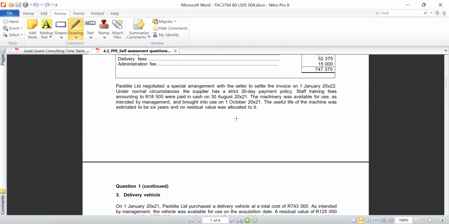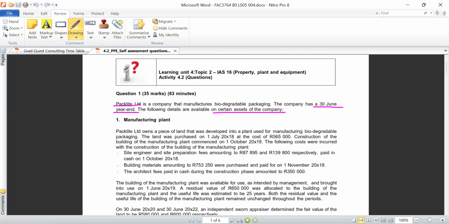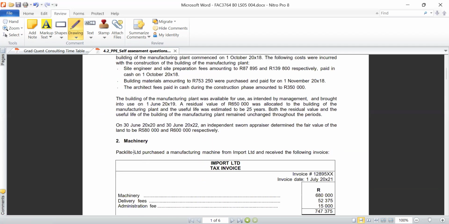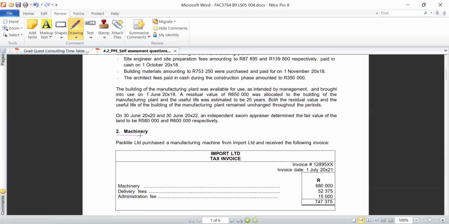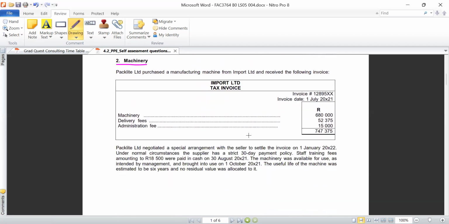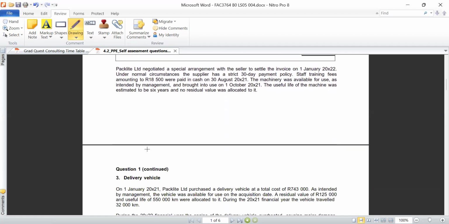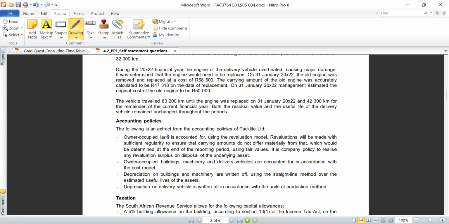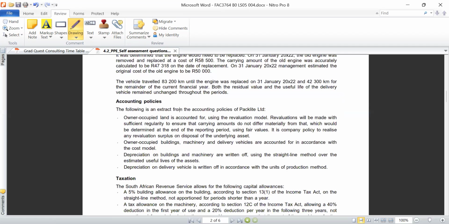So now if I go to the case scenario, let's see what they have given us. They are saying the manufacturing plant. So let's see what's happening with the manufacturing plant. Already I can see, okay, manufacturing plant, it's one of the assets. Number 2, I can already see machinery, it's another asset. I can already see number 3, delivery vehicles. That's another asset.